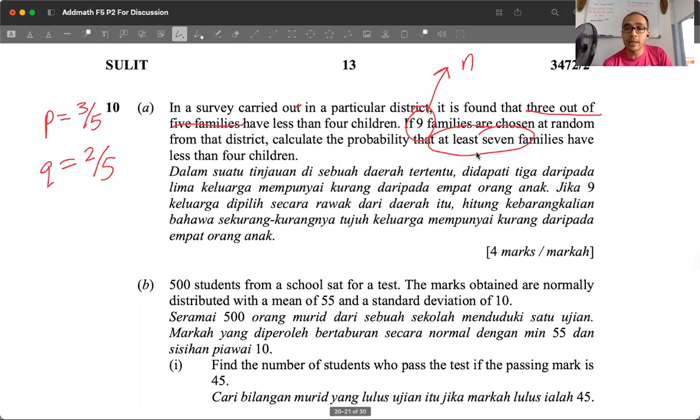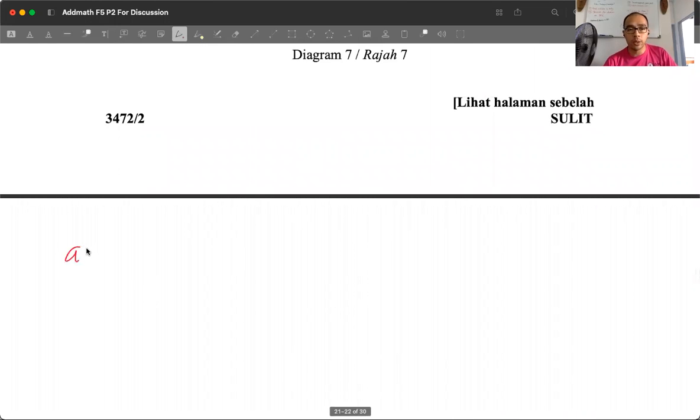So for at least 7 families, that means we are talking about R equals 7, R equals 8, and R equals 9. And what do we do with all these 3? We combine them. Okay, it's 4 pretty easy marks actually. So I'm going to show it to you.